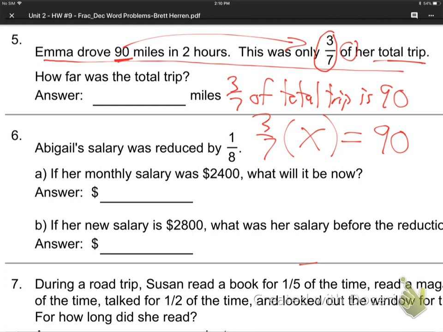Sometimes just putting it in a simpler sentence like that will help you then go to math, because you've got to convert from English to math. And a simpler English sentence will make it easier to go to the math a lot of times. Okay, so now I've got that little equation. 3/7 times X is 90.